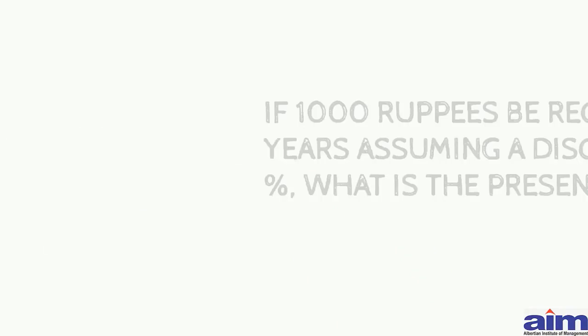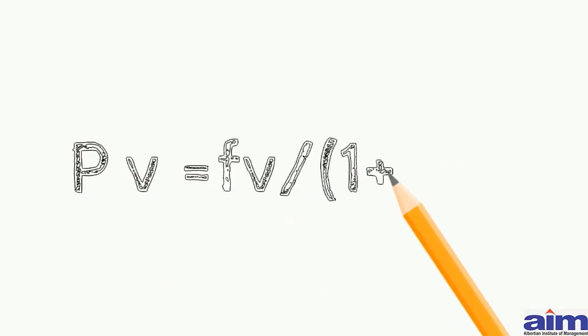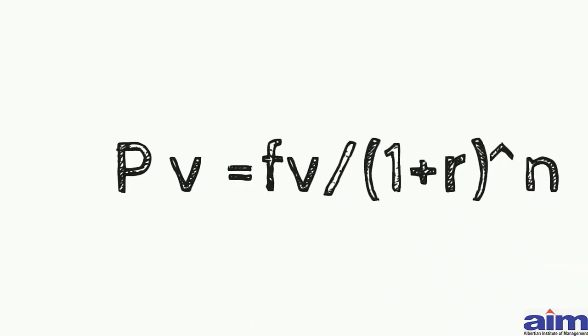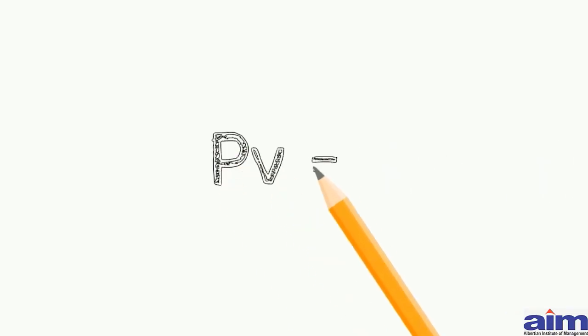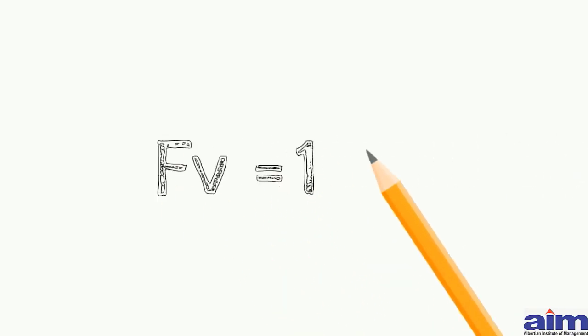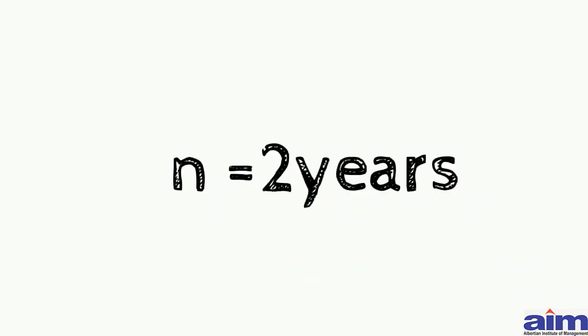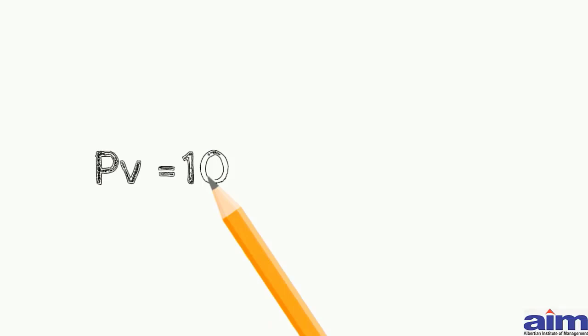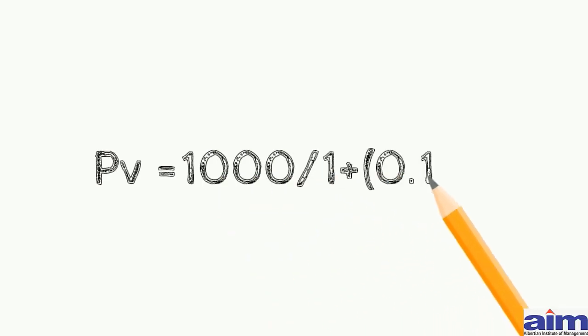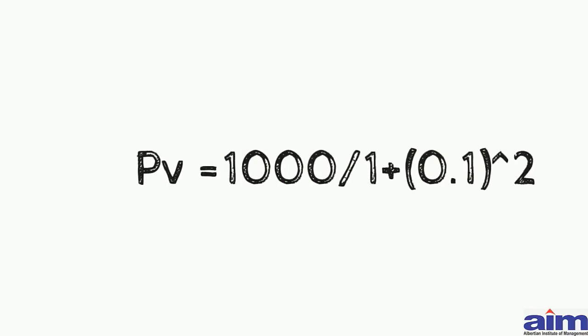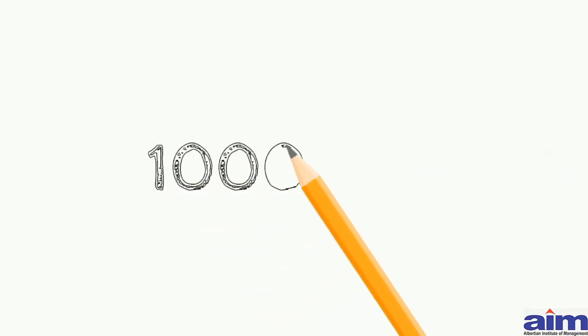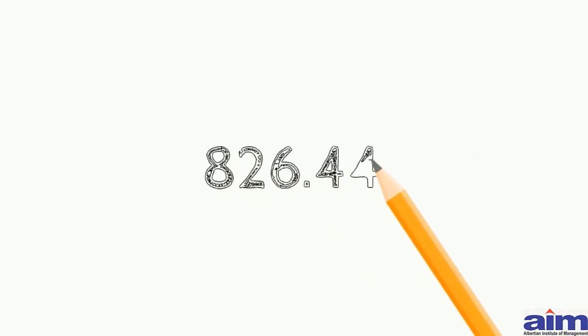First, write the equation, that is PV equals FV divided by (1 plus r) raised to n. Here we have to find out the present value. So future value equals ₹1,000, r is the rate of discount, that is 10%, and n is the number of years, that is 2 years. When we substitute in the equation, we get PV equals 1000 divided by (1 plus 0.1) raised to 2. That is 1000 by 1.21. So we will get 826.44. Here, 826.44 is the present value.